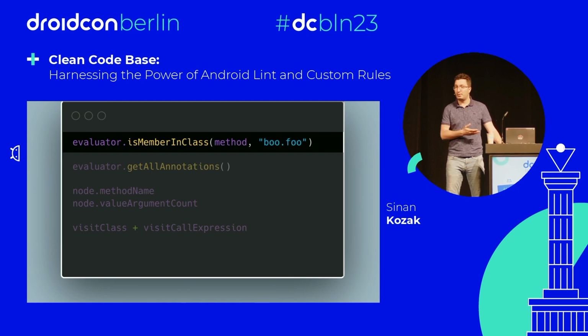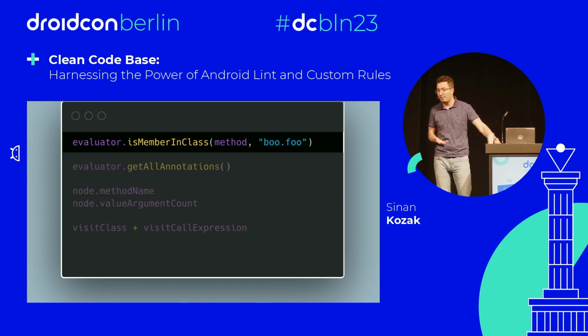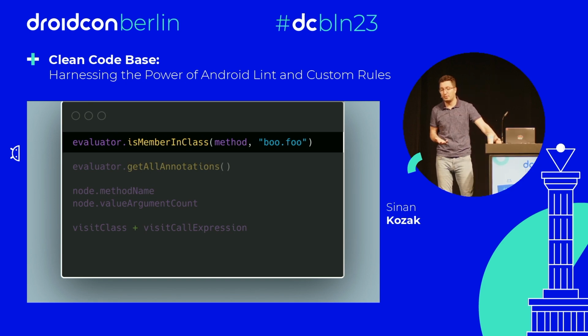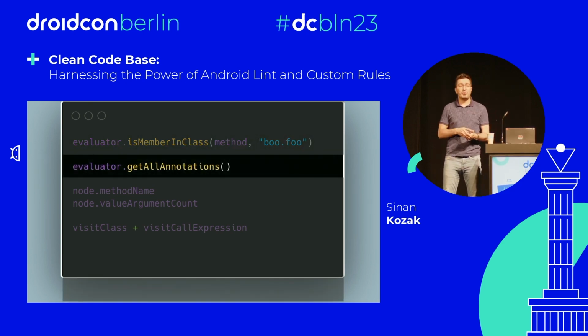This can help you with migrating from the legacy APIs that you have, or prevent using any unnecessary library functions. You can also write lint rules for the annotations of classes and methods. The evaluator is able to return all of the annotations, and depending on the annotation, you can do multiple things.